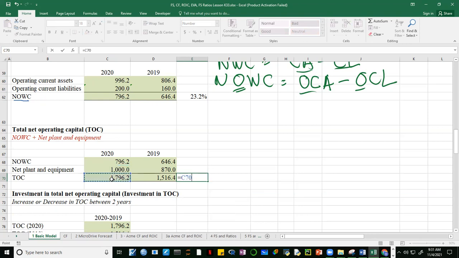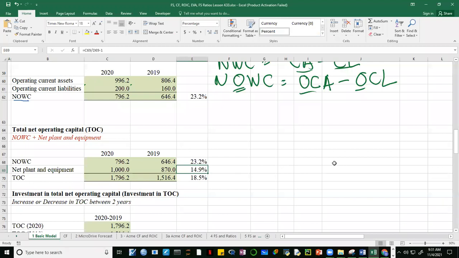let's see its growth rate. That's the current divided by the previous minus 1. That's the growth rate. Let's put it in percentage. So our TOC grew by 18.5%. Okay, let's just take a look at this, copy this. So our working capital increased by 23%, our plant and equipment increased by 14.9%, our net PPE.